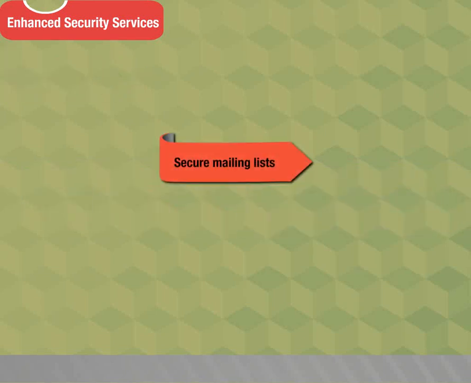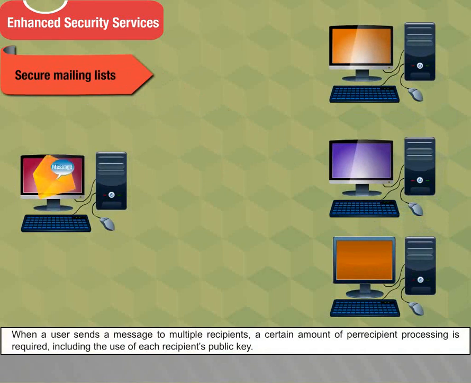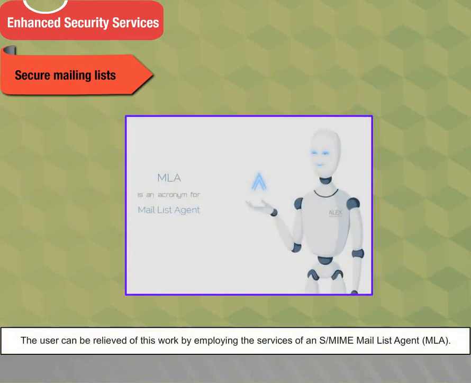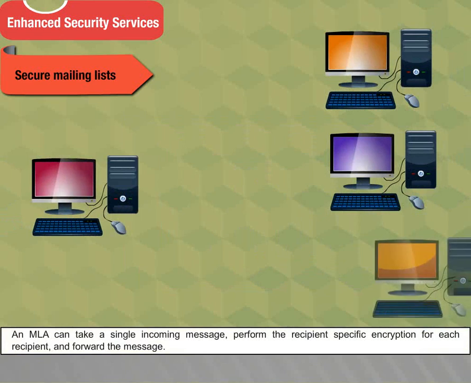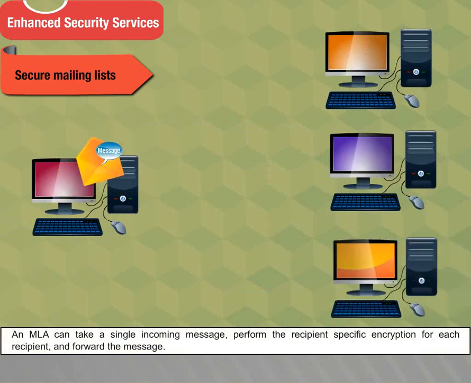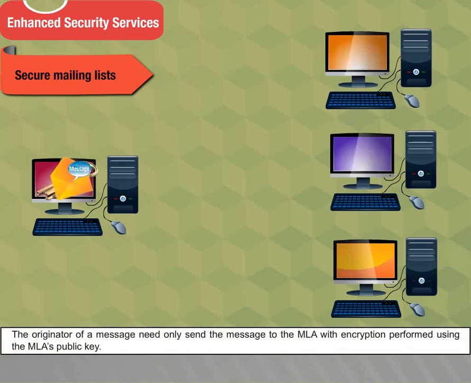Secure mailing list. When a user sends a message to multiple recipients, a certain amount of per recipient processing is required, including the use of each recipient's public key. The user can be relieved of this work by employing the services of an S/MIME mail list agent (MLA). An MLA can take a single incoming message, perform the recipient-specific encryption for each recipient, and forward the message. The originator of a message need only send a message to the MLA with encryption performed using the MLA's public key.